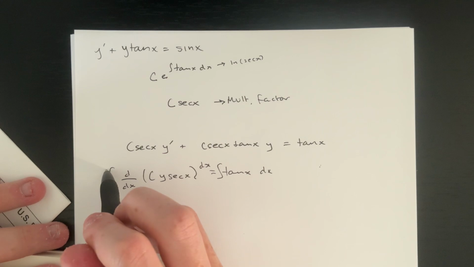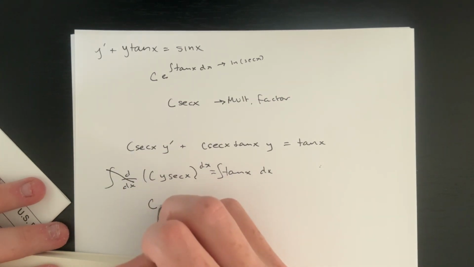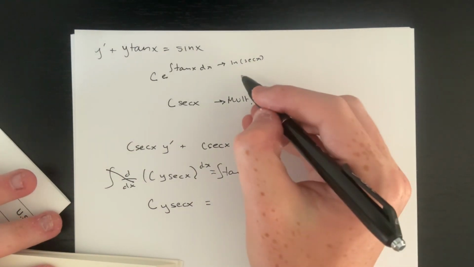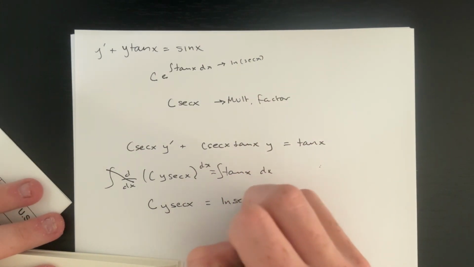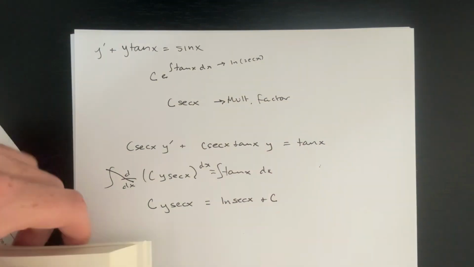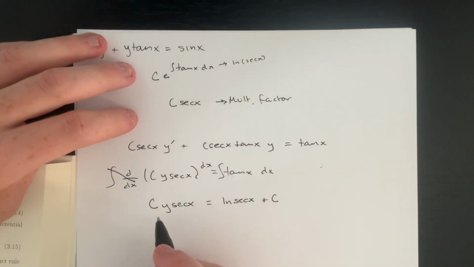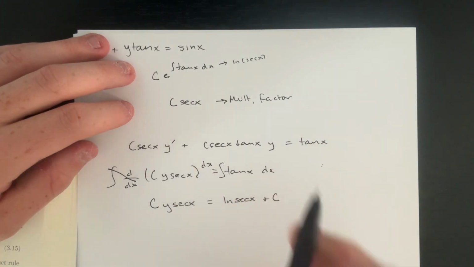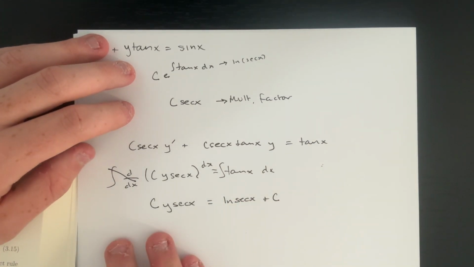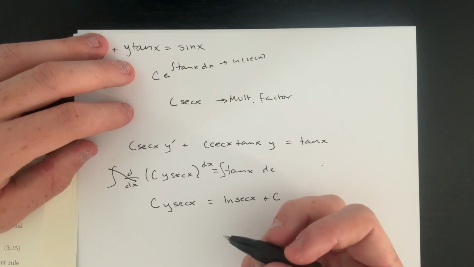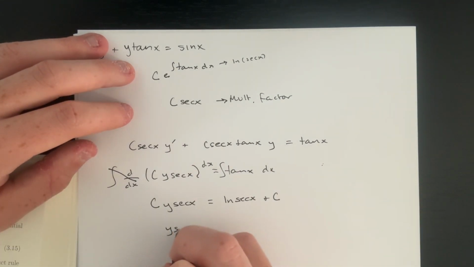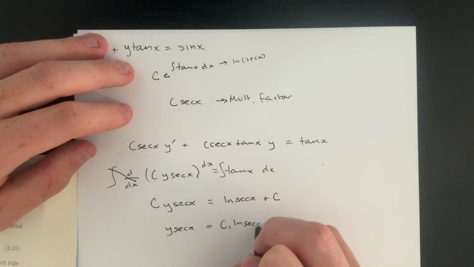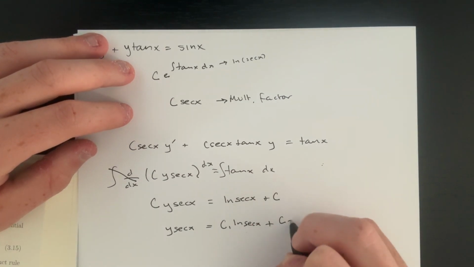Now we're going to integrate on both sides with respect to x. These guys are inverse operations. C y secant x equals integral of tangent. Again, natural log secant x, don't forget the plus c. We can divide over this c over here. Now, these are arbitrary terms, so we're just going to multiply a c in front, leave this as a c as well. You can call it another constant, call it c2. So you got y secant x equals c1 ln secant x plus c2.